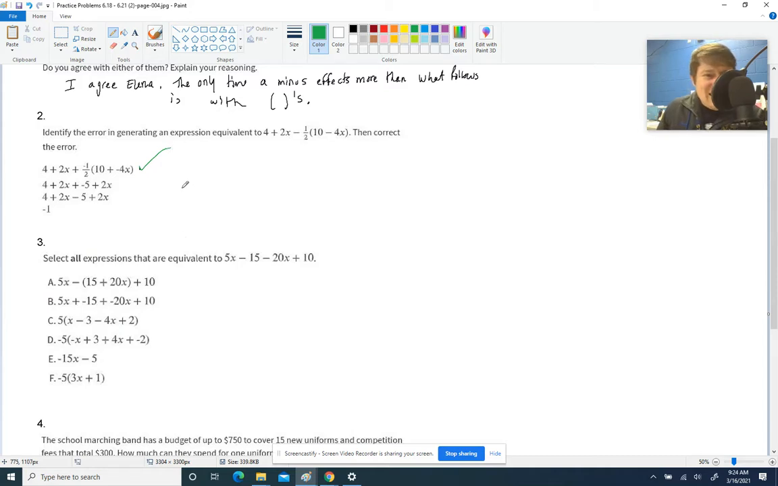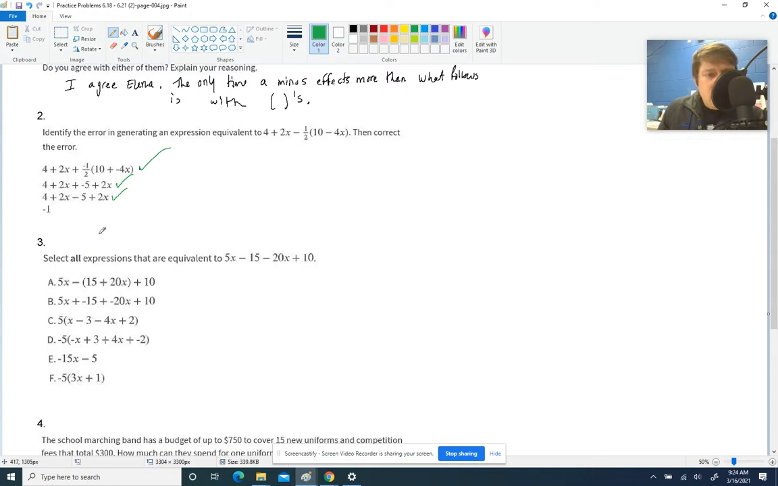The next thing they did is it looks like they're distributing the half. So negative half times positive 10 gives us a negative 5. Negative half times negative 4x gives us a positive 2x. I like that. I'm okay with everything thus far. And then it looks like they changed the plus negative 5 to a minus 5. Once again, that is perfectly fine by me. That's the same thing, taking away 5.